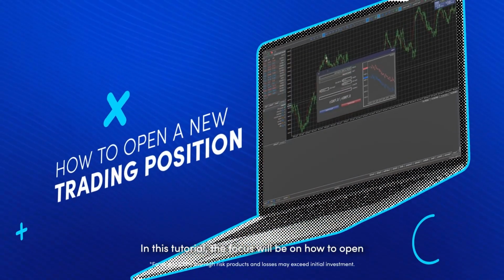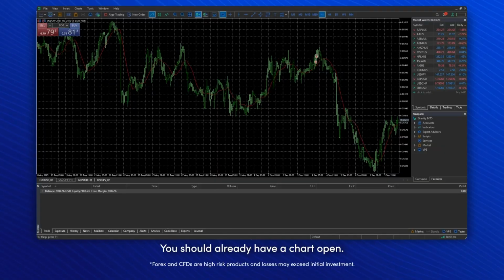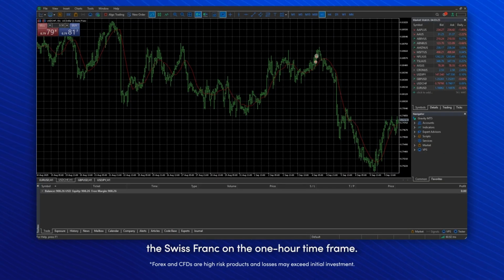In this tutorial, the focus will be on how to open a new trading position. You should already have a chart open. In this example, we are looking at the dollar versus the Swiss franc on the 1-hour time frame.